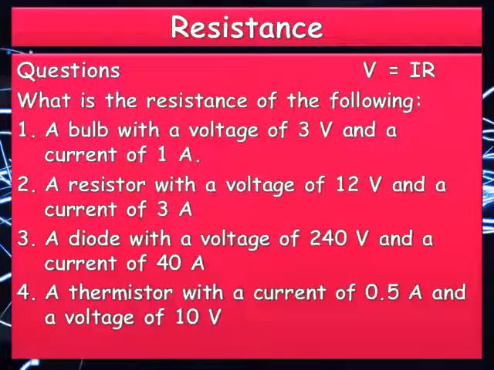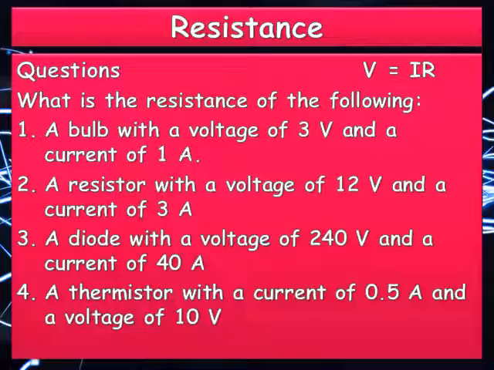Okay, so here's a few questions to test your understanding if you've actually comprehended Ohm's law. So what is the resistance of the following? A bulb with a voltage of 3 volts and a current of 1 amp, a resistor with a voltage of 12 volts and a current of 3 amps, a diode with a voltage of 240 volts, a current of 40 amps, and a thermistor with a current of 0.5 amps and a voltage of 10 volts.